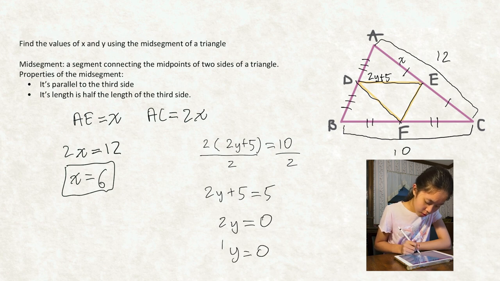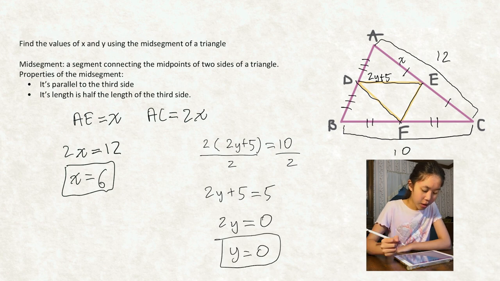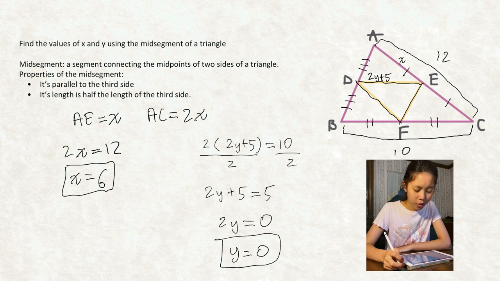Y equals 0. Okay, that's how you use the properties of a midsegment to find the values of x and y.